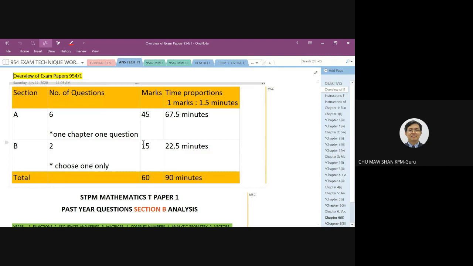This is ideally, but normally from the experience of the students, lack of time, not enough time. That is the problem. So strategically, time management is very, very important. Don't spend too much time on a certain question, especially if the marks are very few.